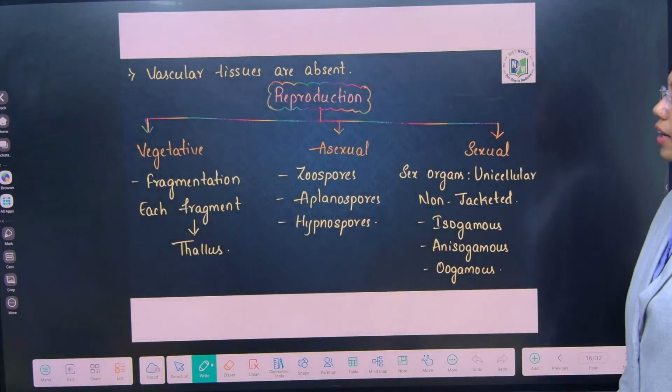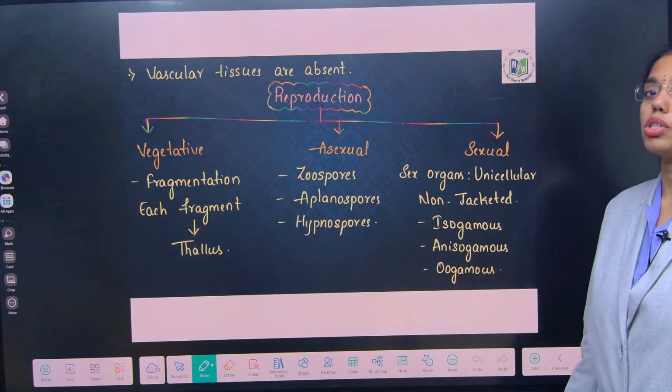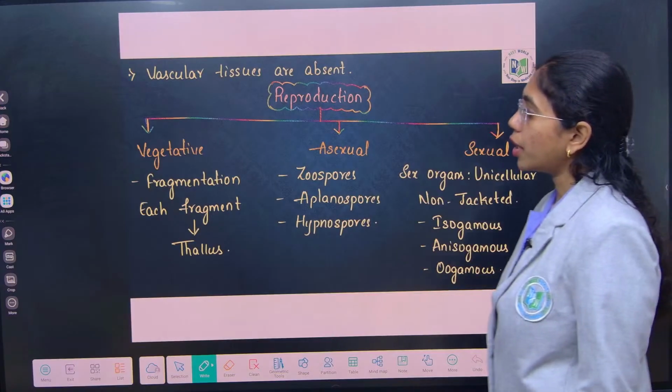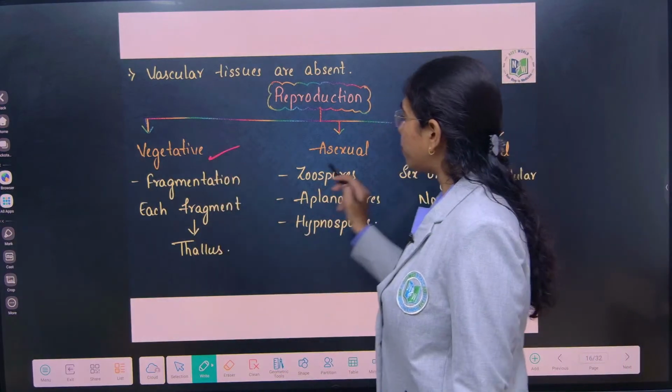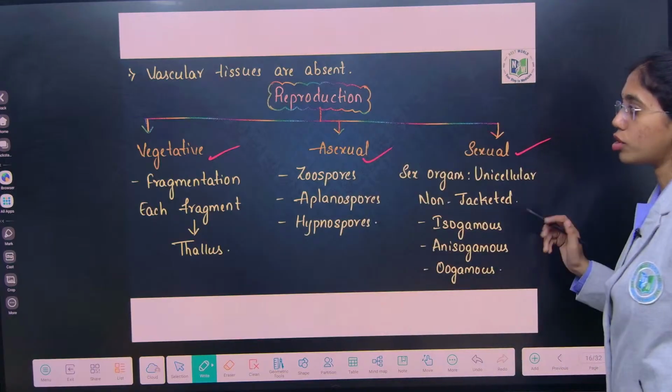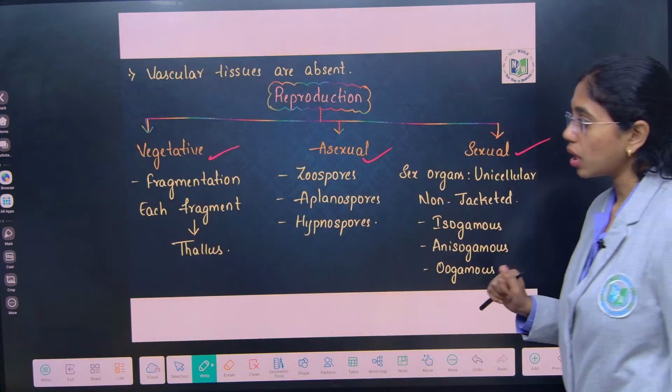Next, vascular tissues are completely absent in the algae. Next, reproduction: vegetative, asexual and sexual modes. Three modes of reproduction are present.